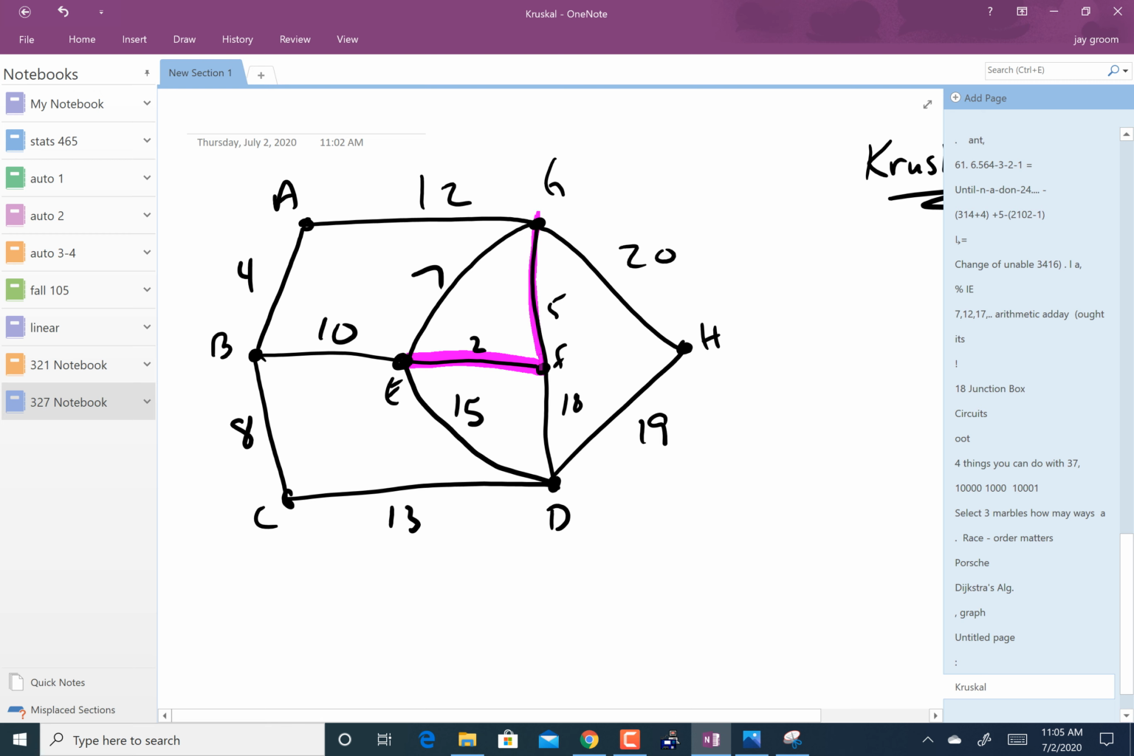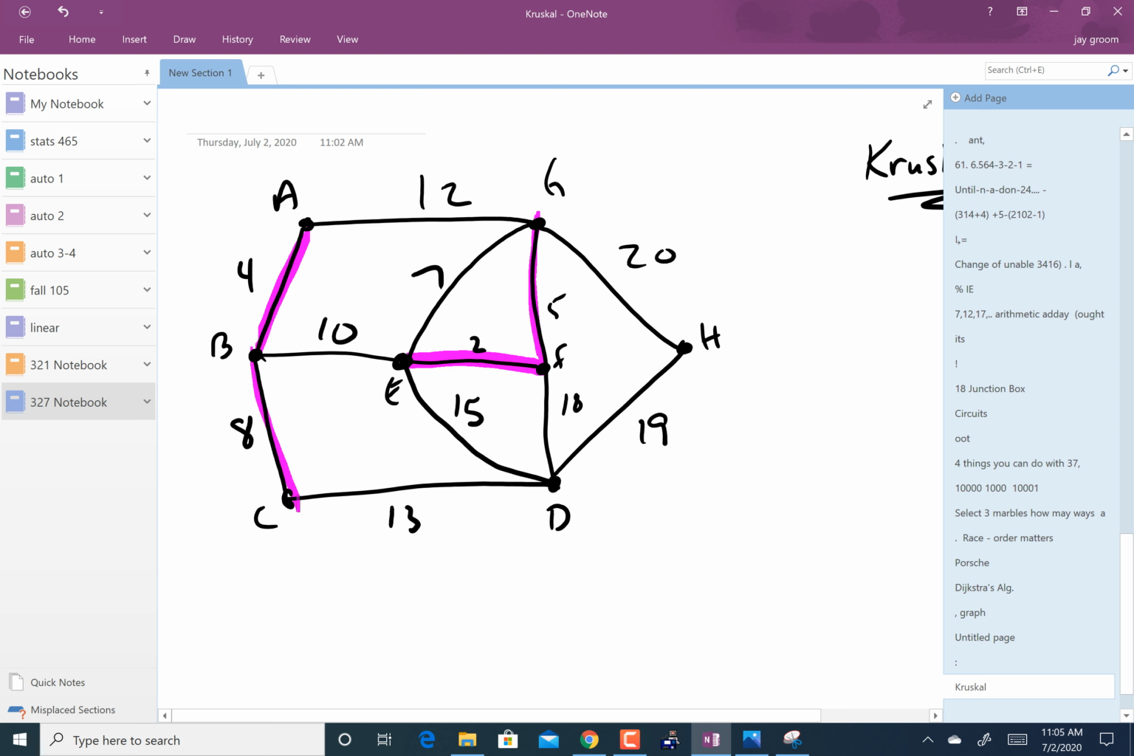Cool. 4 is the next shortest. Awesome. Okay, 5. Oh, dang it. It's 2, 4. I'm sorry, I don't count well. 2, then 4, then 5. How about that? Yay. Okay, 7's next. Not so fast. That makes a circuit. We don't want that. Okay, who's next? 8. Cool. Done.